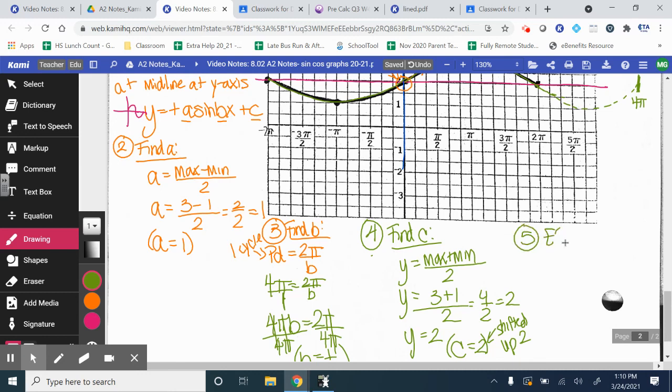And then lastly, hopefully you guys were able to write your equation out. So y equals, our A was positive 1, so you don't have to write that. Our B is positive 1/2 x, and our C is positive 2. So our equation would be sine of 1/2 x plus 2. And again, you can put that 1/2 x in parentheses as well.